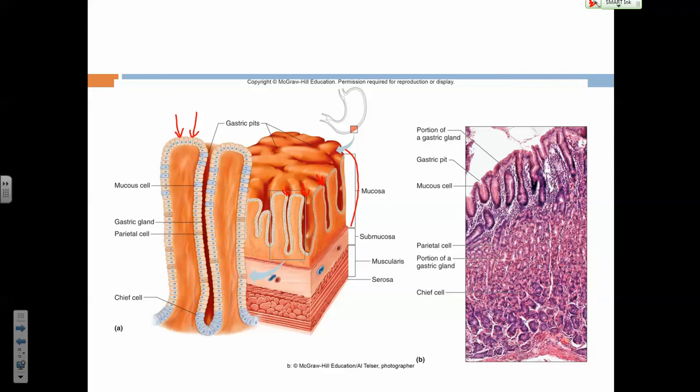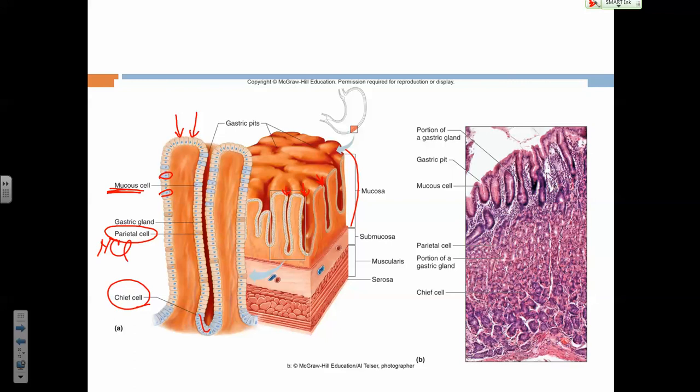And then if you look down in the glands, you can see different kinds of cells. You can see some mucus cells. So they're going to produce mucus. That's one of the components of gastric juice. You see these darker ones at the bottom. Those are called chief cells, which are analogous to the serous cells in a salivary gland. So they produce the watery secretion that has enzymes in it. And then there's parietal cells that secrete another component of gastric juice called hydrochloric acid.